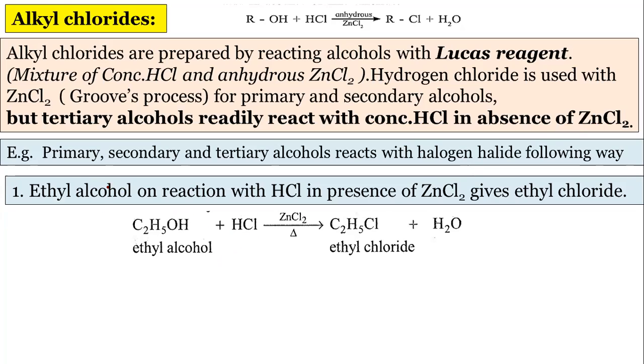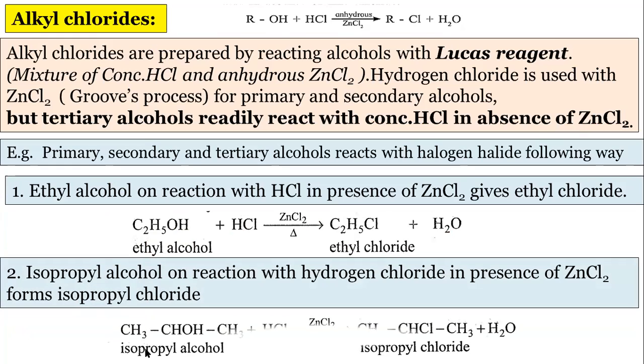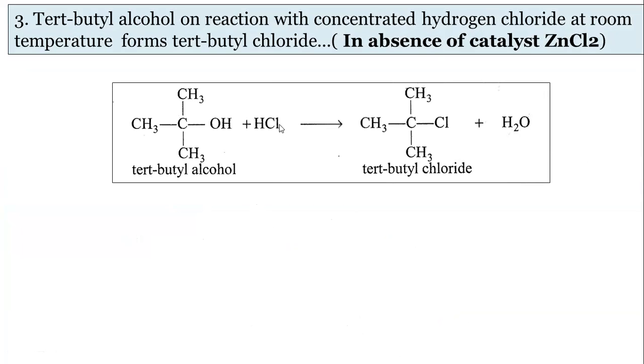Catalyst is not required. One example is given here: primary alcohol, ethyl alcohol plus HCl, ZnCl2, we get ethyl chloride plus water. Now the secondary alcohols: isopropyl alcohol plus HCl plus ZnCl2, we get isopropyl chloride. Only this OH is replaced with Cl, and this hydrogen combines to give a water molecule. But see the example of tertiary alcohol, in which we can directly heat the tertiary alcohol.